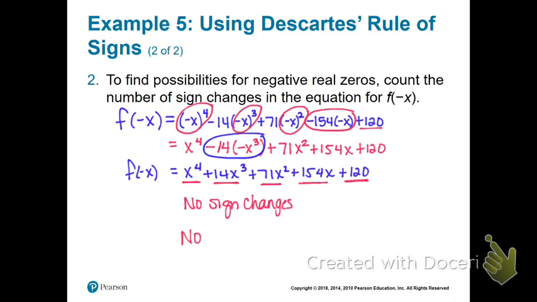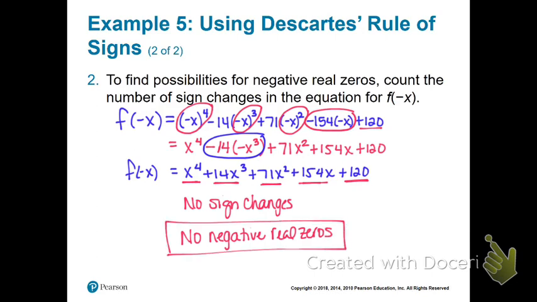Which means there are no negative real zeros. So which means, yes, there are 4 positive real zeros. Well, let me change that. There could be 4 positive real zeros because we could have imaginary zeros, okay? But we know that none of our negative numbers are going to work. So are we going to try any of our negatives out of our P and Qs? No, don't try any of them because none of them would work.